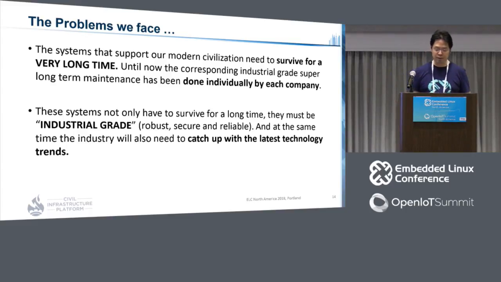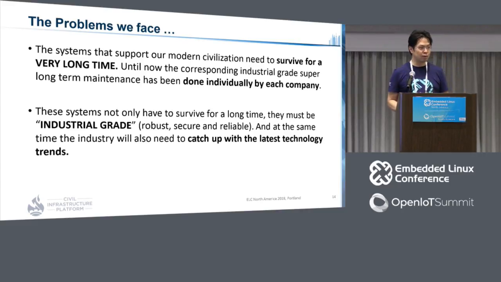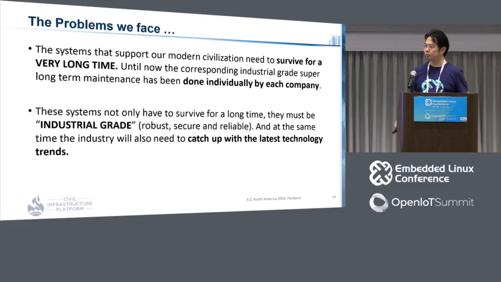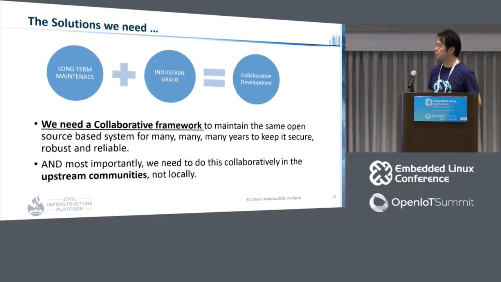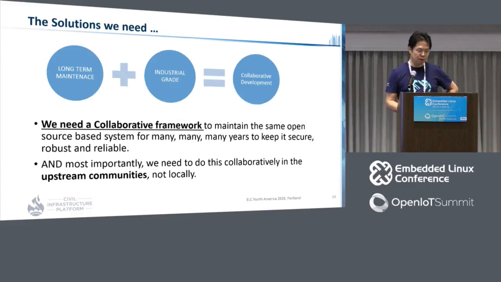The other problem is that we also put a lot of effort into creating industrial-grade software and industrial-grade products, to have robustness, security and reliability. This is also done by individual companies, but we are doing very similar work. For example, we would like to have real-time capabilities to control turbines, but other companies are also thinking about that. And this kind of work can be shared by companies that have similar concerns. So the solution we need is long-term maintenance and also industrial grade. Those two topics can be solved by collaboration.